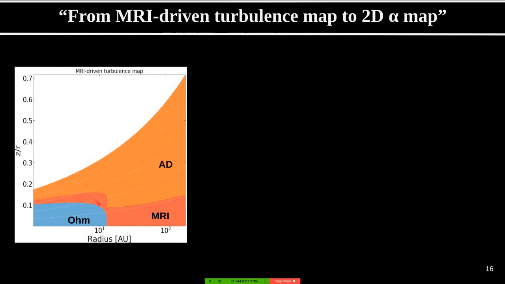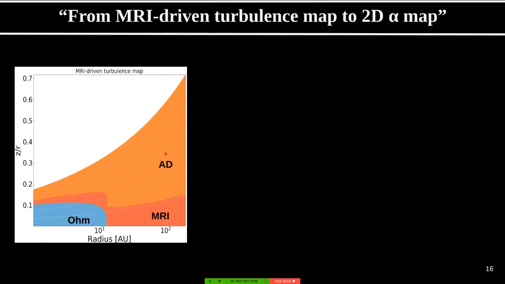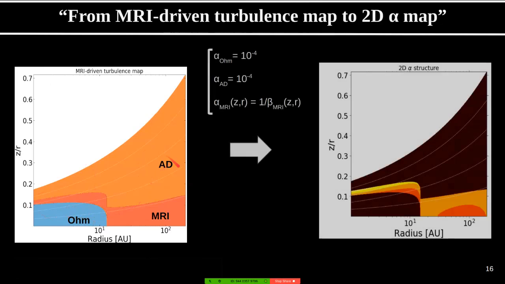So basically in the red, you have the MRI region. So this is the region of interest where the turbulence can be high. In blue, you have the ohmic dissipation regime. And in orange, you have the ambipolar diffusion regime. And then if you assume that the MRI cannot develop at all in the blue and orange region, you set those values to 10 to minus 4.